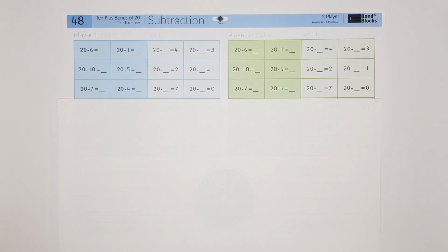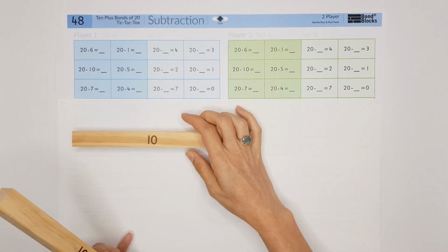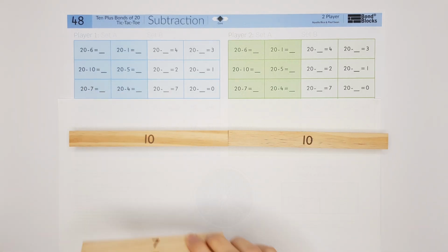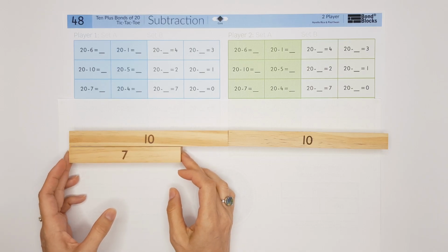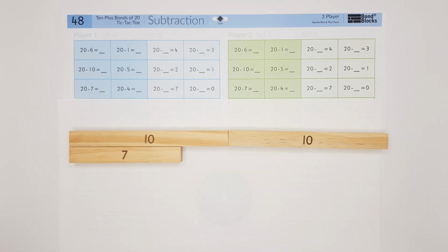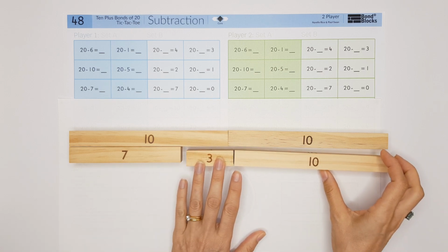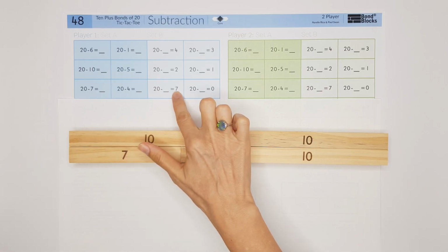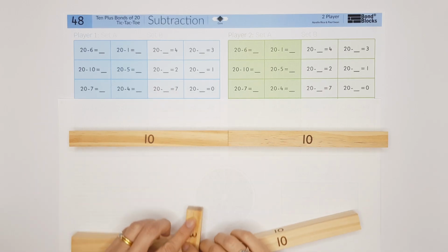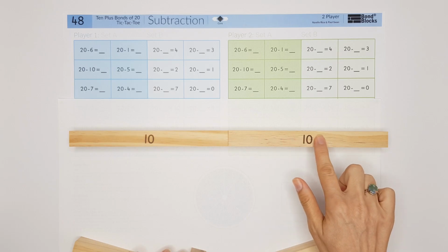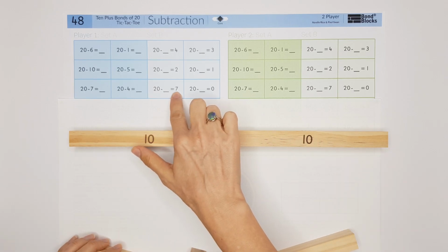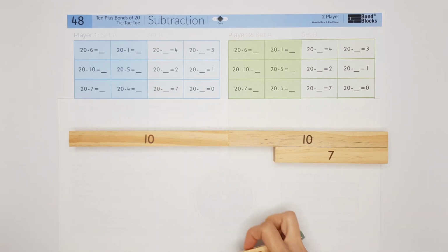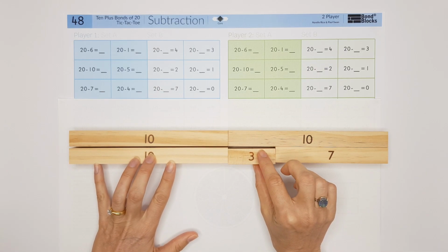So here we know the whole of 20. We know the smaller part of 7. And the unknown part is the part of 13. That builds the 13. It's the same here. We know the whole of 20. We know the part of 7. And the part we don't know is 13.